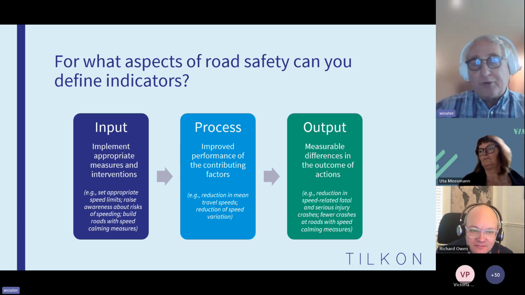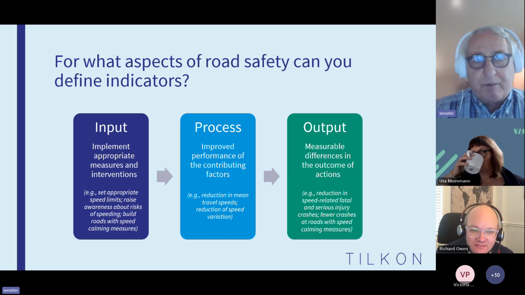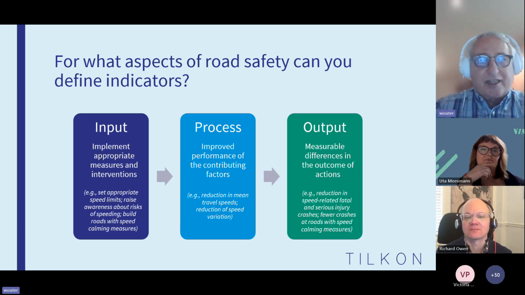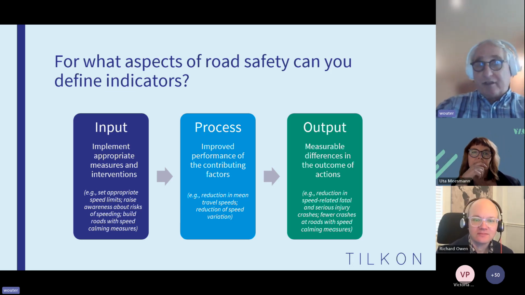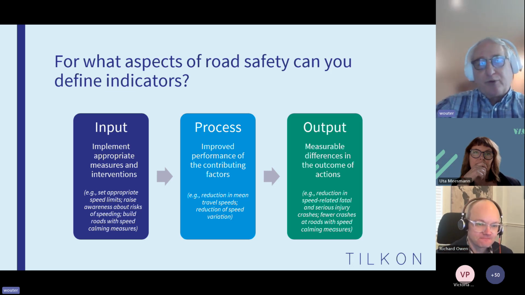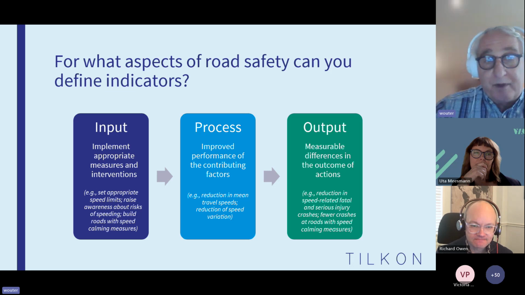The second one is the process, what's actually happening. For instance, if you're talking about the contributing factors, like driving under the influence of alcohol, to what extent are people actually driving under the influence, or are they speeding, or using their mobile phone? That's the process, and you can have indicators on that. What is the percentage of people speeding on certain types of roads?